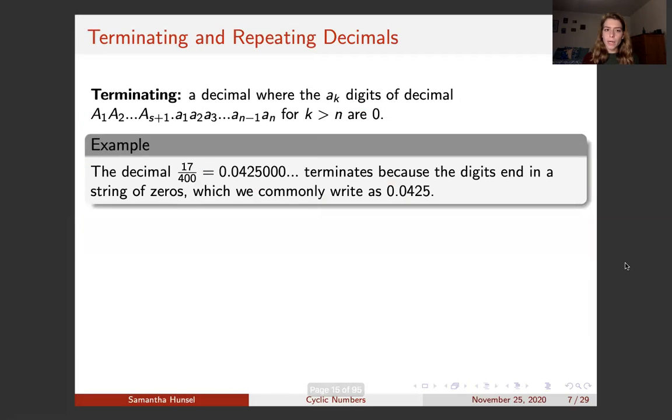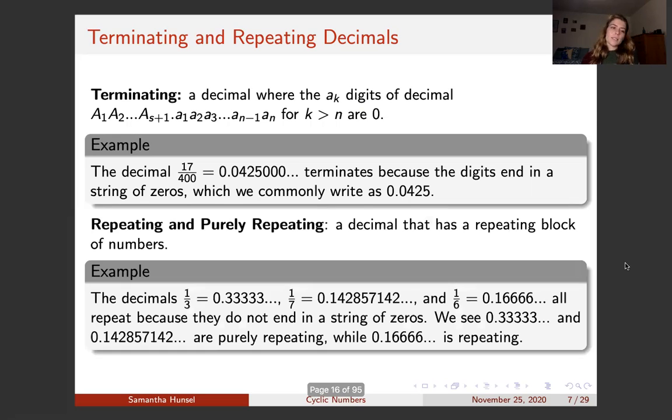What I mean by terminating is that the decimal ends in a string of zeros. And so we see that the decimal expansion of 17 over 400 does end in a string of zeros, but we just usually truncate those zeros and call it 0.0425. When I say repeating or purely repeating, I mean a decimal expansion that has a repeating block of numbers. And so the decimals of 1/3, 1/7, and 1/6 all repeat because they do not end in a string of zeros. 1/3 repeats 3, 1/7 repeats 1, 4, 2, 8, 5, 7, and 1/6 repeats 6.